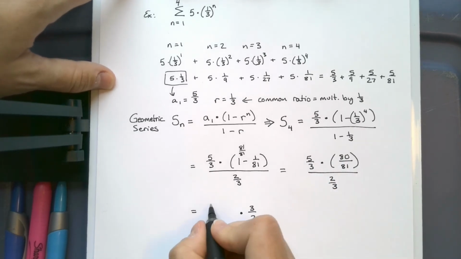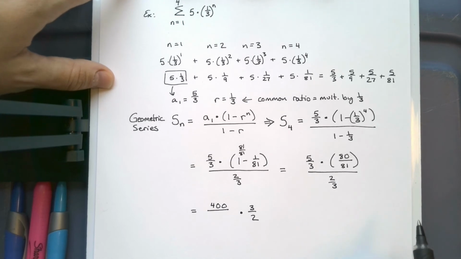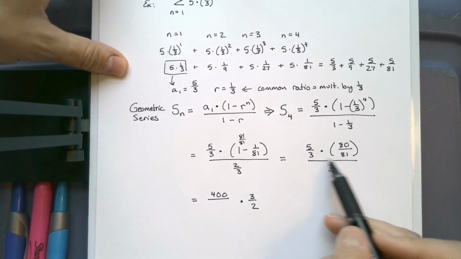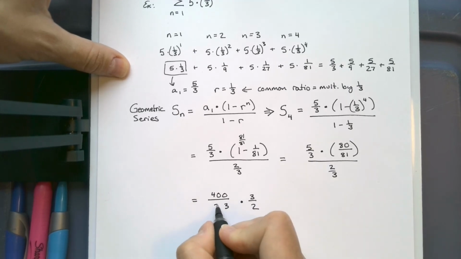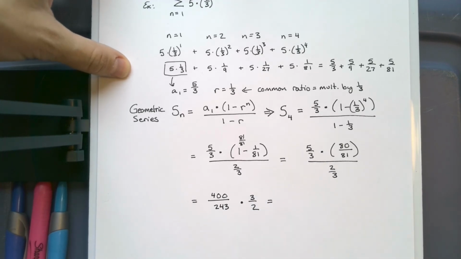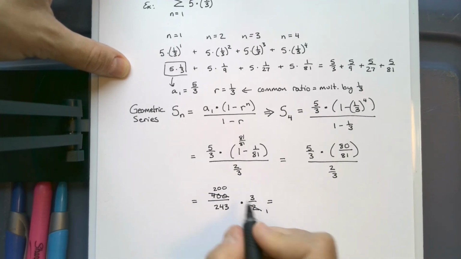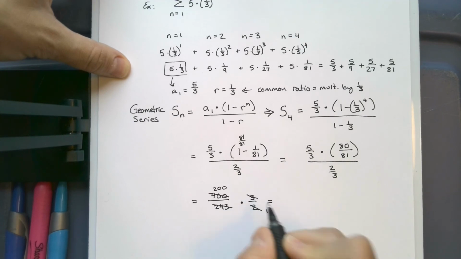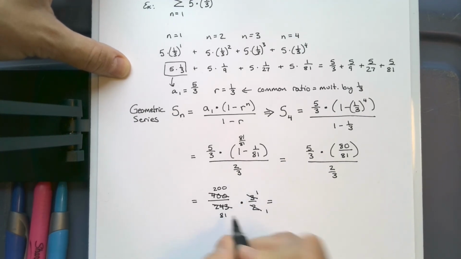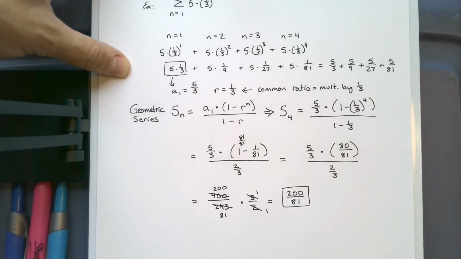5 times 8 is 40. Stick an extra 0 on it. 3 times 81. Well, 3 times 1 is 3, and 3 times 8 is 24. So there's that. And then finally, I can go ahead and reduce my fractions here instead of multiplying this. 400 divided by 2 is going to get me 200. And 243 and 3 will both divide by 3. So I should get 200 over 81 as my final answer.